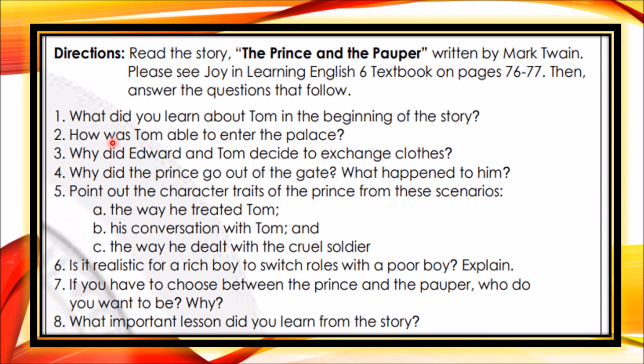And second, how was Tom able to enter the palace? Third, why did Edward and Tom decide to exchange clothes? Fourth question, why did the prince go out of the gate? What happened to him? Fifth, point out the character traits of the prince from these scenarios. Okay, first, letter A, the way he treated Tom. His conversation with Tom, letter B, and letter C, the way he dealt with the cruel soldier.